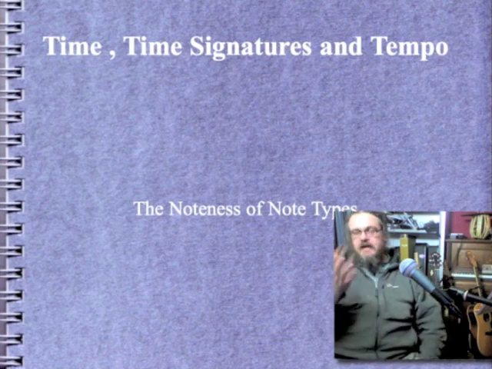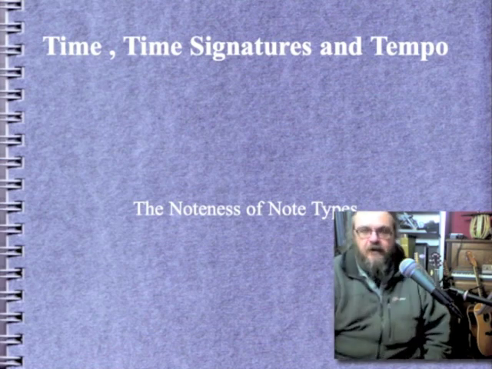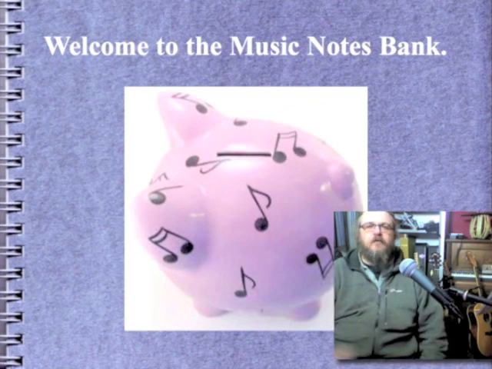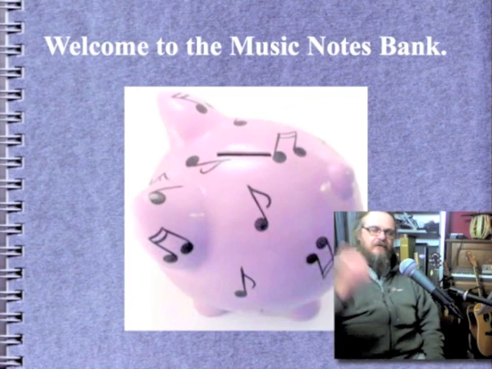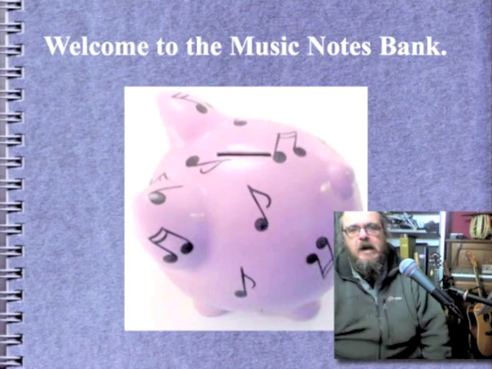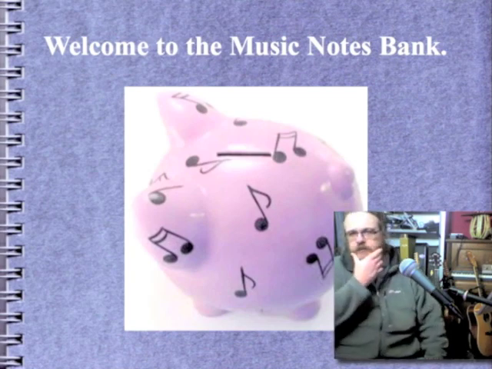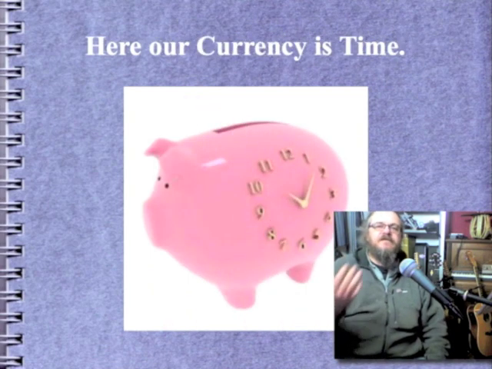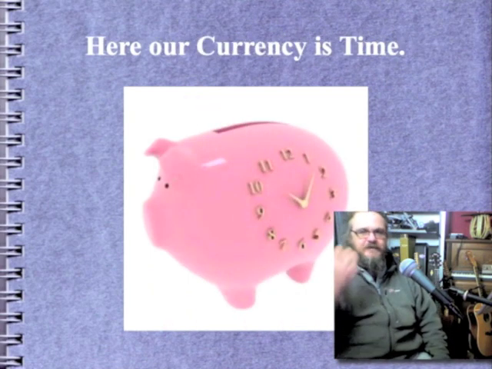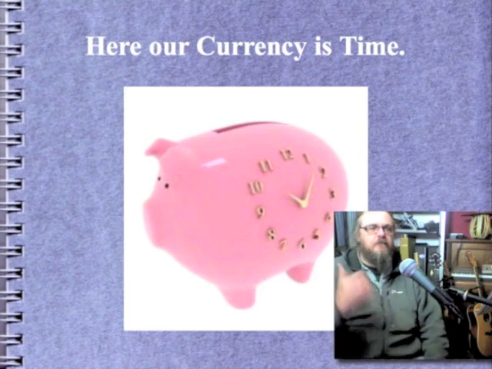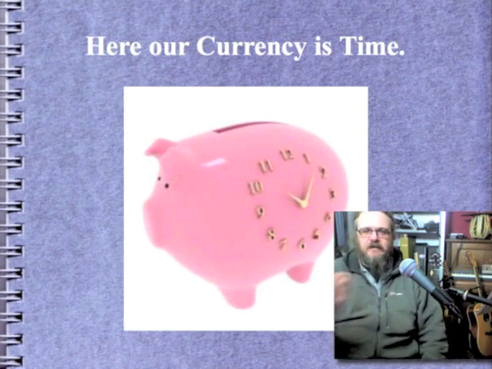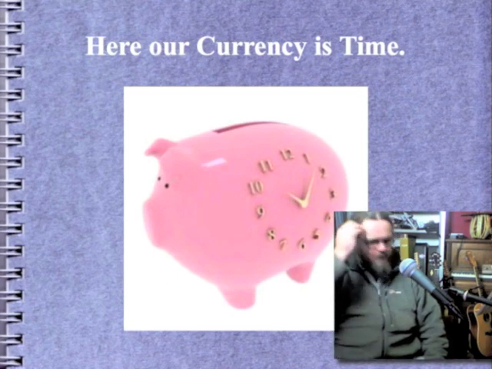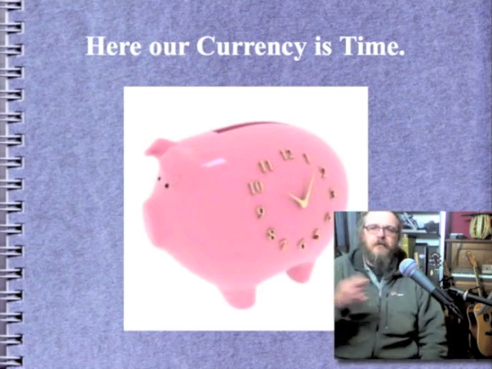And I'm using an analogy of the music notes bank. So welcome to the music notes bank. There you have our piggy bank of notes, different values of notes, and our currency is time. Our currency is tempo. It's number of beats per minute. That's the time for us. Time is money. Time is tempo.